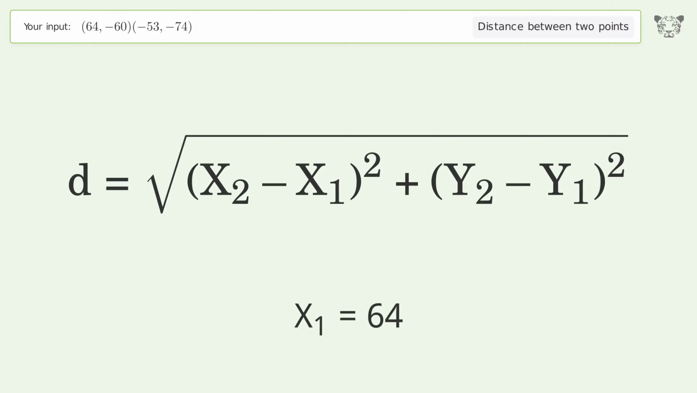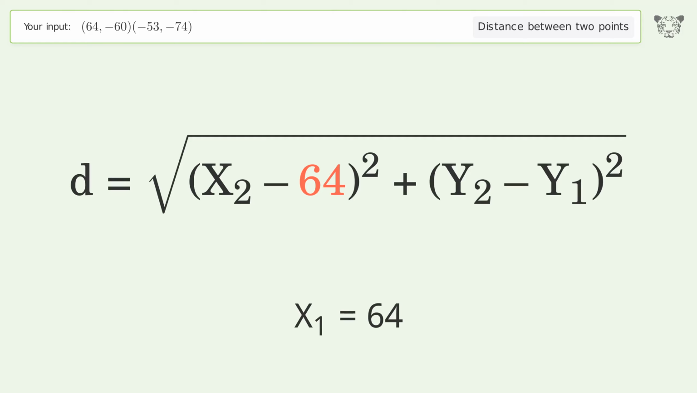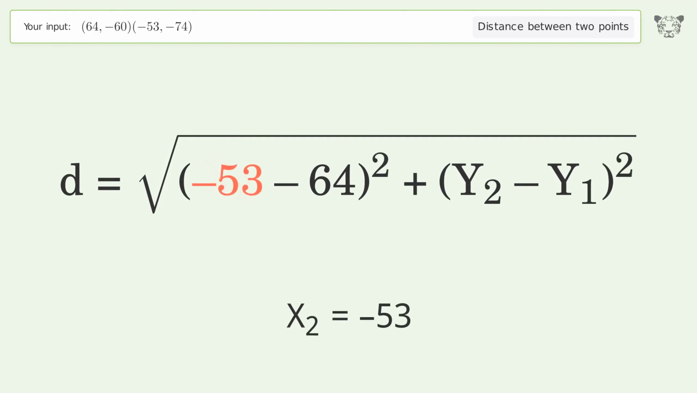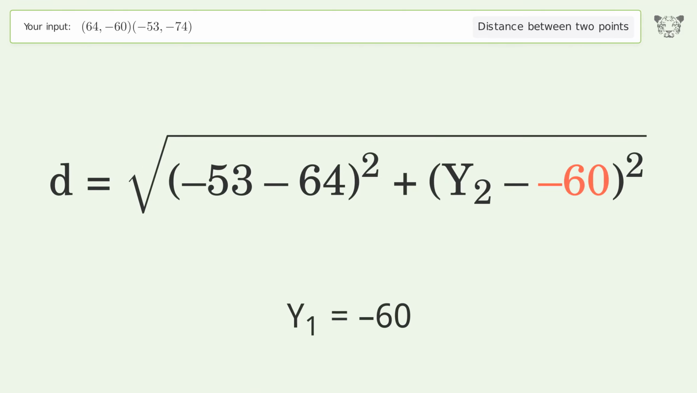x1 equals 64. x2 equals negative 53. y1 equals negative 60. y2 equals negative 74.